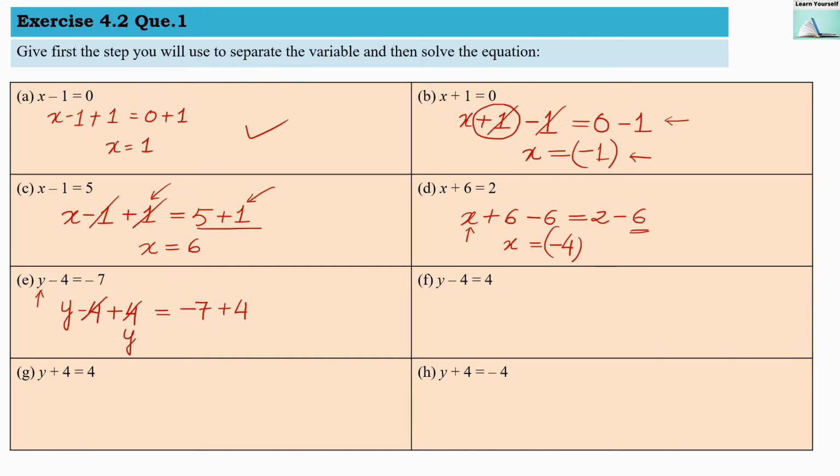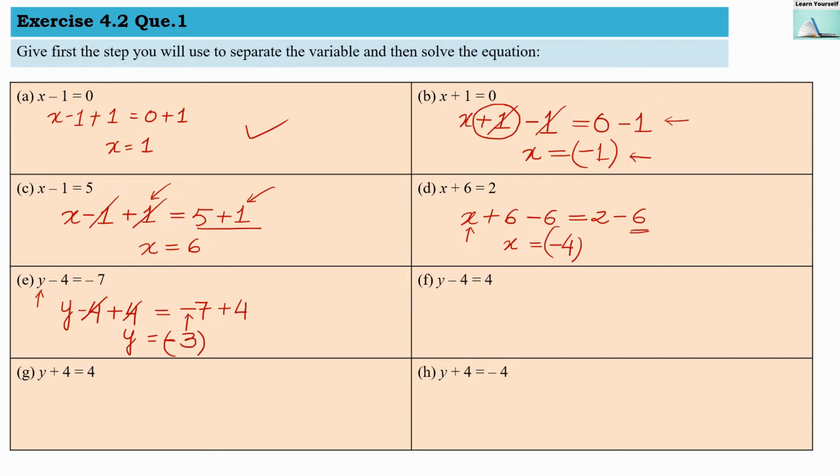I will get y equals to, now see here, minus sign is there. So because of this minus sign, this is going to be subtraction. 7 minus 4, I will get here 3. But the bigger number has a minus sign, so this 3 also will get minus. So y equals to minus 3.